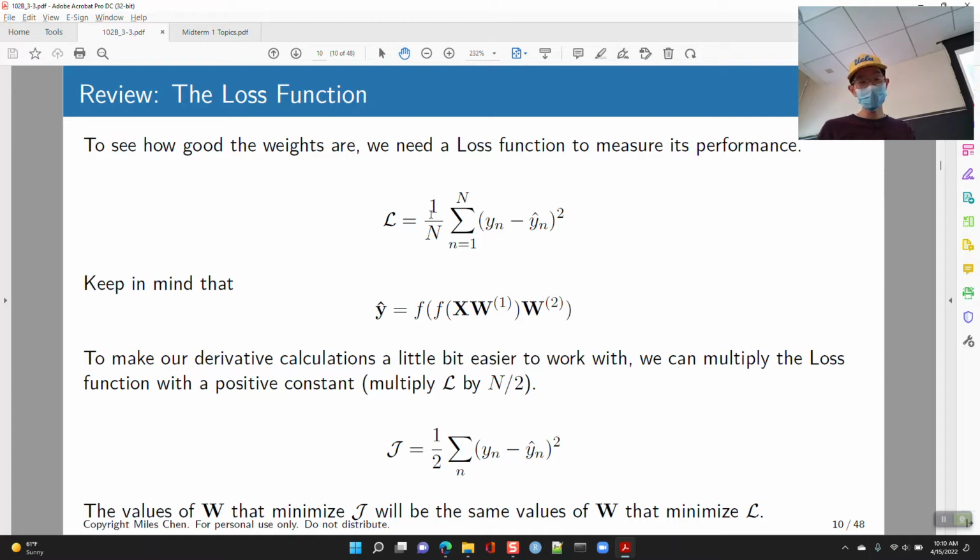And for simplicity, we're going to replace the loss function L, which is 1 over n times the squared error, with a J, which is just 1/2 of the sum of squared error. So we're just multiplying this by a constant, n over 2, to go from L to J. Because we're just multiplying by a constant, whatever W's we find that minimize J will be the same W's that minimize the original loss. This is just off by a constant. The reason we do this is so that when we work with derivatives, we can eliminate some terms and things get just a touch easier.